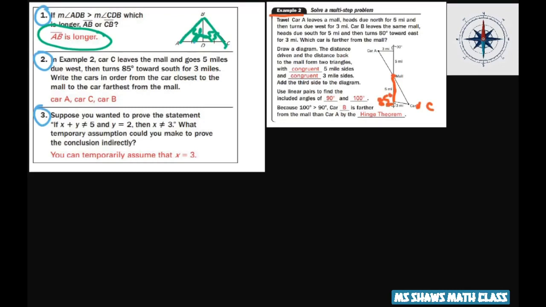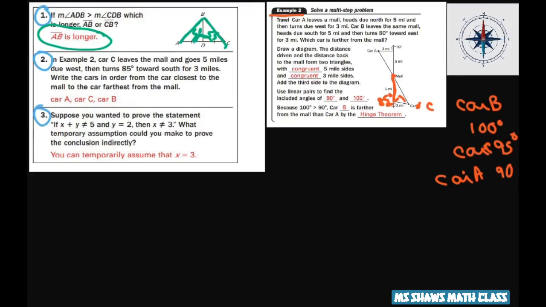It says, write the cars in order from the largest to the closest. So basically, with our first car, car B was 80 degrees. So that made it 100 degrees that went here. Car C, we have 85. So that's going to make the angle 95 degrees. And car A, this is car C, and car A was 90.